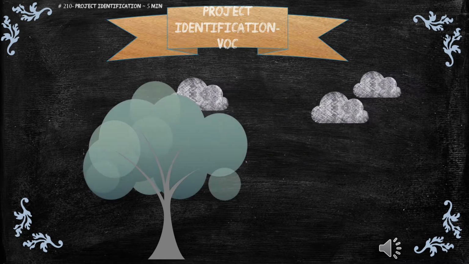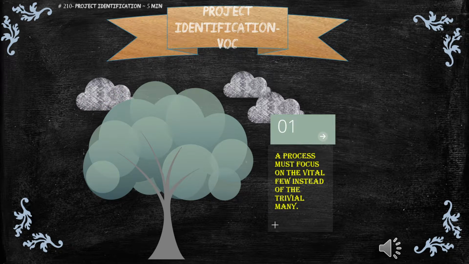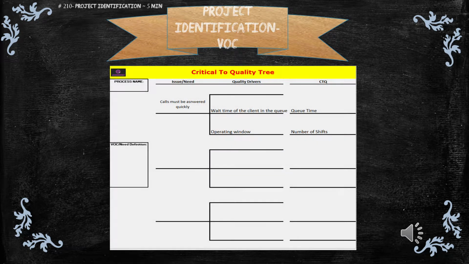A process must focus on the vital few instead of the trivial many. Sometimes it is not easy to arrive at CTQs from customer needs, or the customer's needs generate a lot of CTQs, and we have to drill down to the vital few. For this we use the CTQ tree. Shown here is a sample CTQ tree.